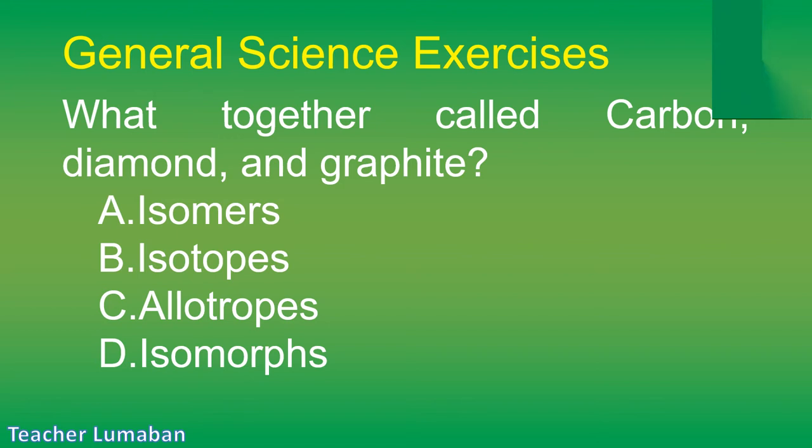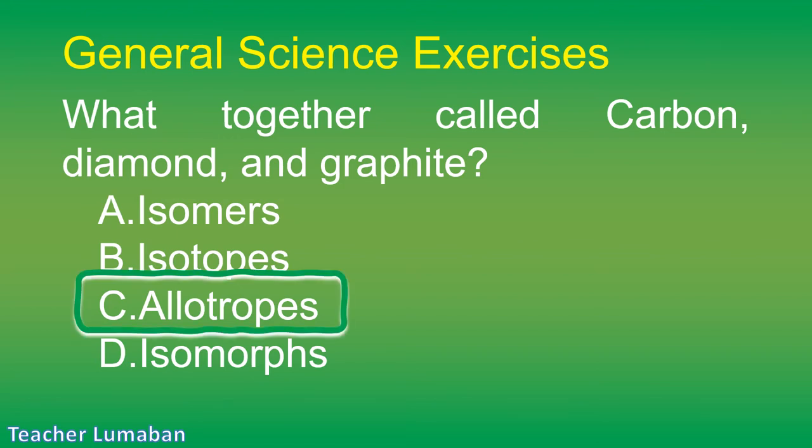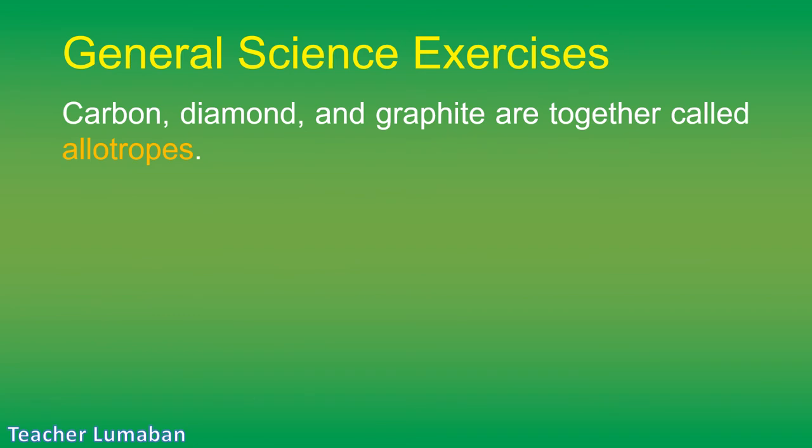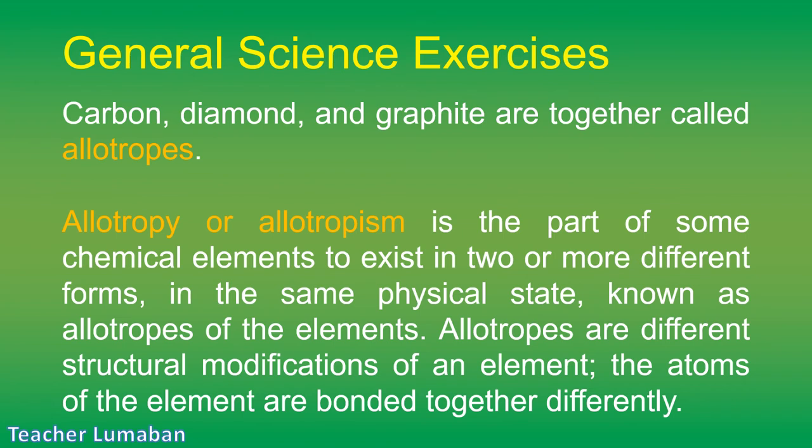The correct answer is letter C, allotropes. Carbon, diamond, and graphite are together called allotropes. Allotropy or allotropism is the property of some chemical elements to exist in two or more different forms, in the same physical state, known as allotropes of the elements. Allotropes are different structural modifications of an element; the atoms of the element are bonded together differently.